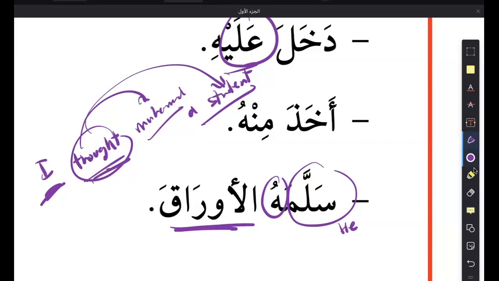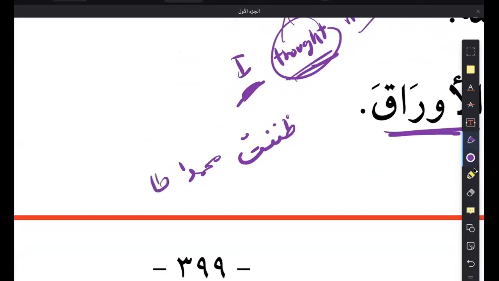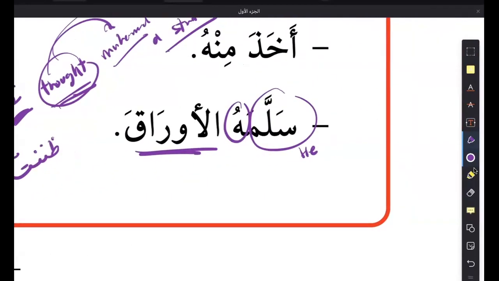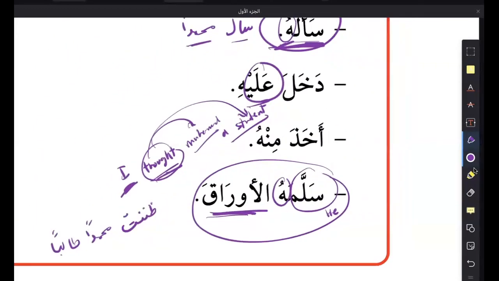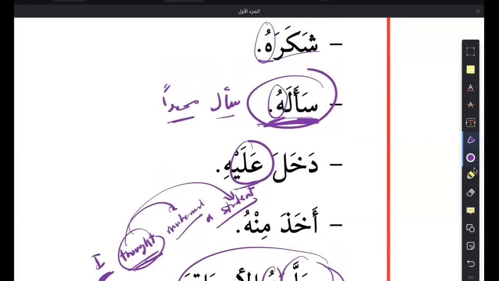Same thing would be in Arabic. Dhanantu, I thought Muhammadan taliban. Dhanantu Muhammadan what? Taliban. So you will learn them. Some verbs need two objects. And sallama here in this case, I submitted this to somebody. I submitted the papers to him. So don't worry about this much right now, because this one requires a little bit more discussion.